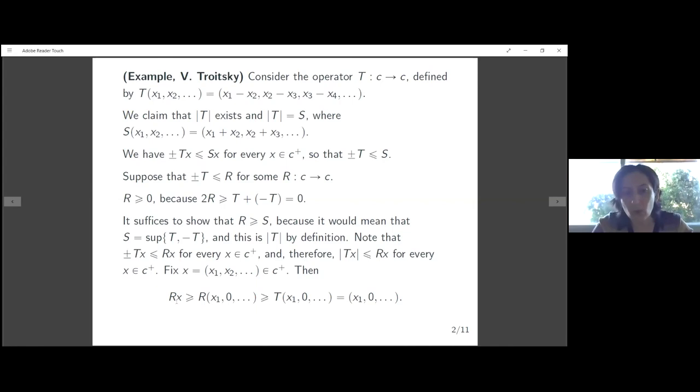Then, because x is greater than or equal to x1, 0, etc., given by these coordinates, and R is positive, we have this first inequality here. And then using that Rx is greater than Tx for any positive x, we have this inequality, and here we just apply the definition of T.